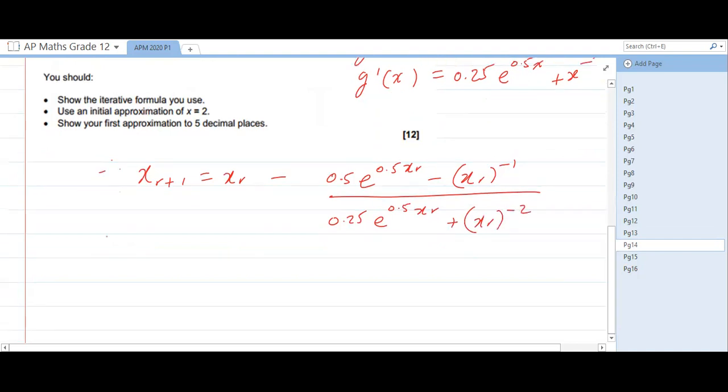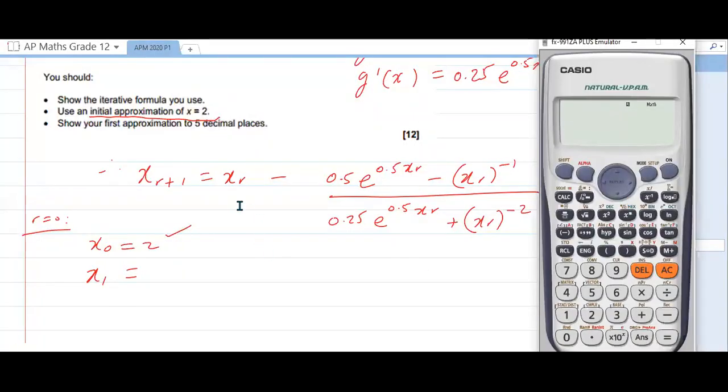Perfect. Now, we said to use an initial approximation of x equal to 2. So when r is equal to 0, x naught is equal to 2. That's our starting point. What is x1 equal to? We take 2 and substitute it in the place of x r. So let me pull out my calculator and show you what we are talking about.